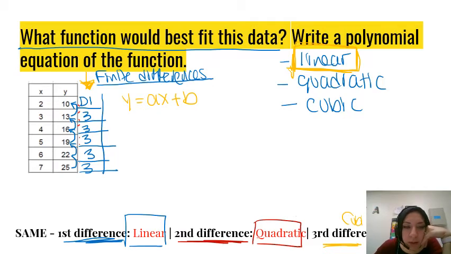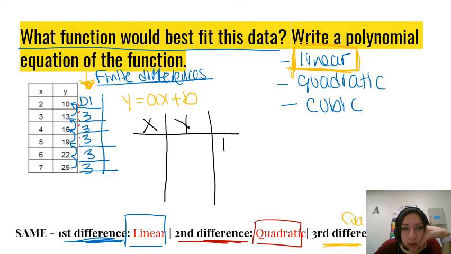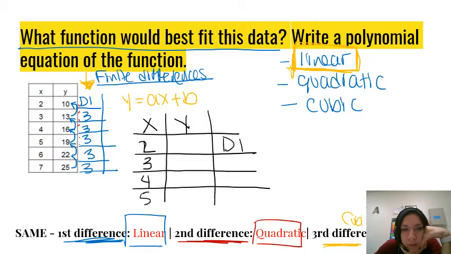So we create another table. Let me just change my color. I lost my little yellow. Okay, so I'm going to create another table with x, y, and then the first difference. And I'm going to fill in the same x values that they gave me in this table. So that's 2, 3, 4, 5. I think 4 points is going to be enough.